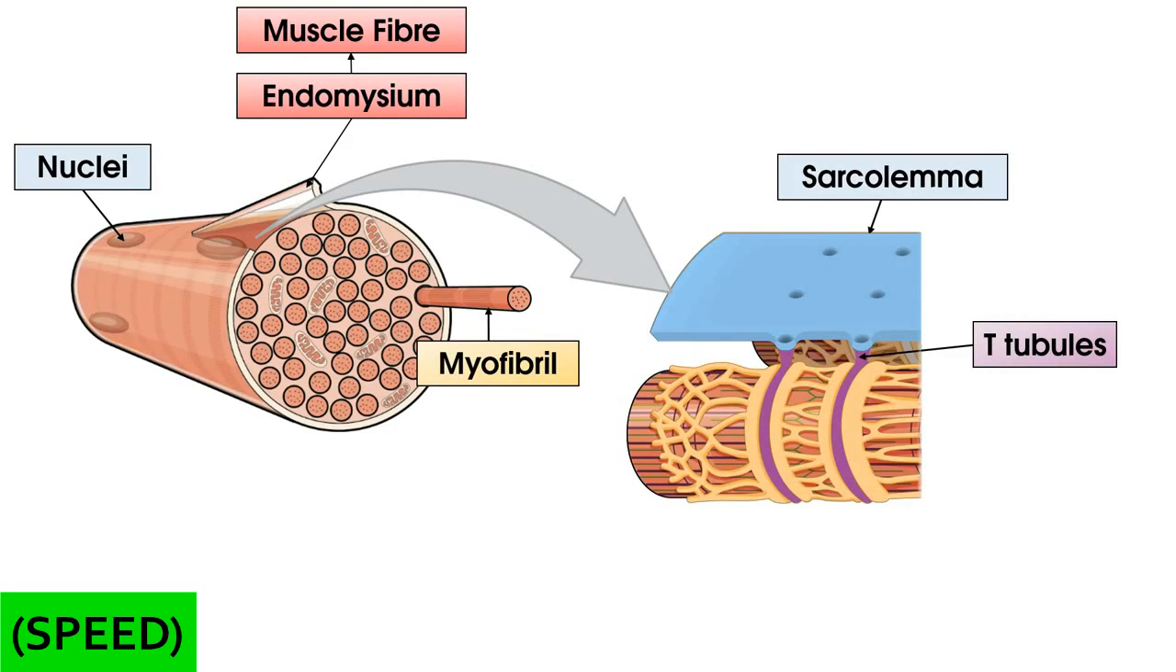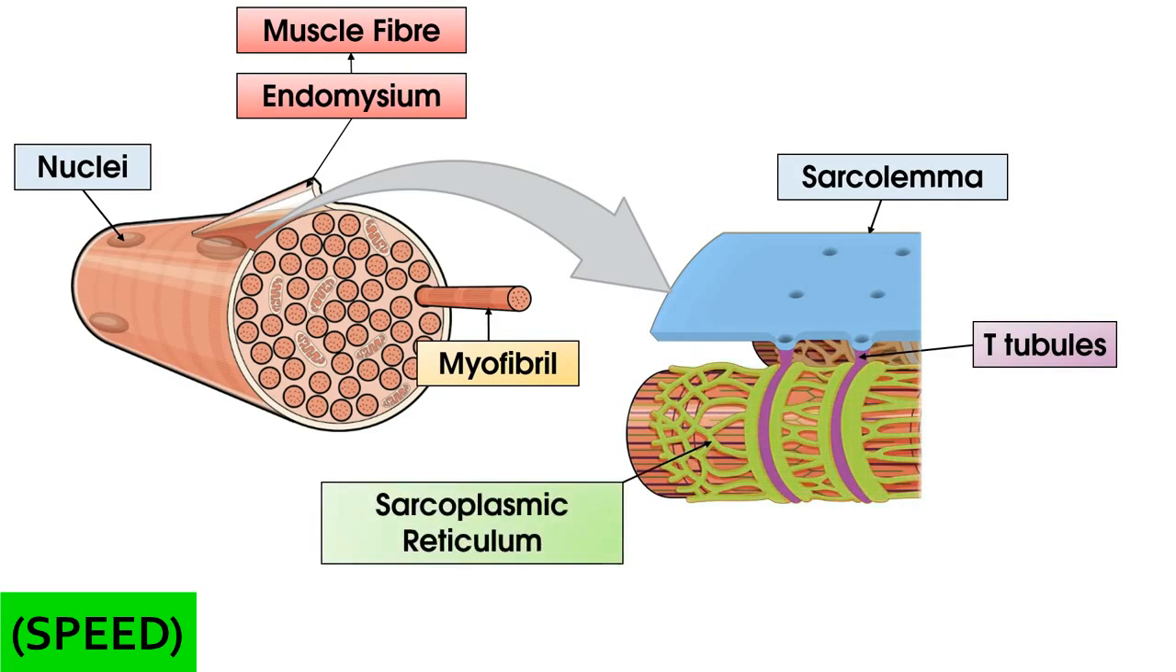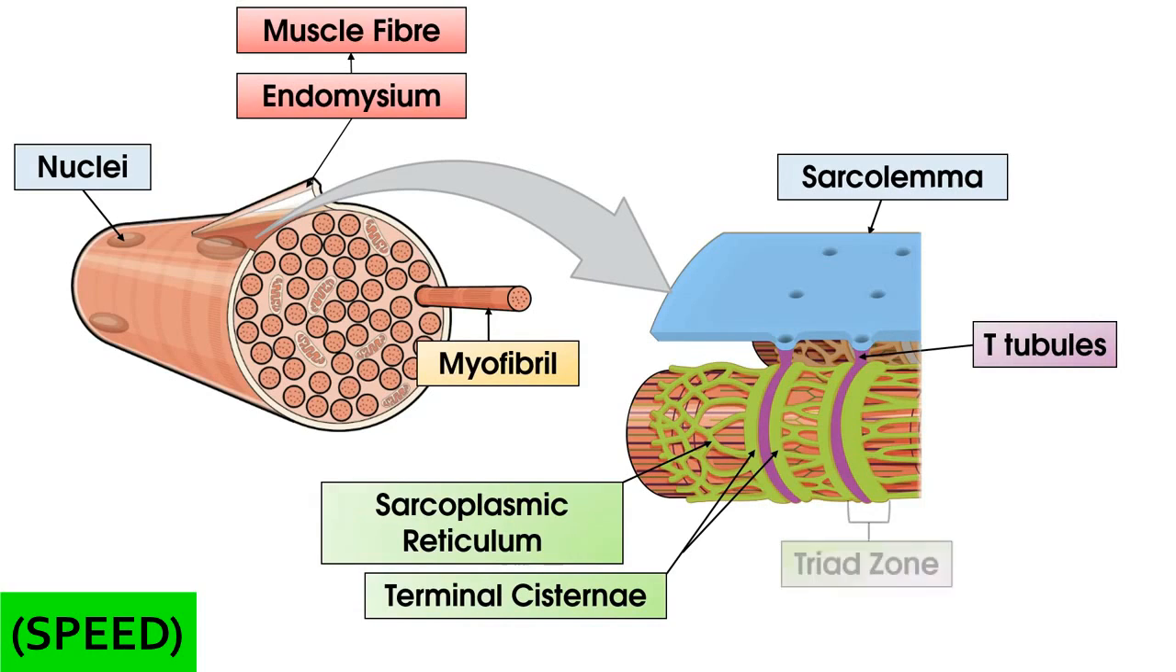And then next to your T-tubules, you have a series of sacs that are around the actual myofibril that's called the sarcoplasmic reticulum. And the ends of these are actually dilated, and that area is known as the terminal cisterna. And these terminal cisterna are in contact with the T-tubules, and where 2 terminal cisterna meet with 1 T-tubule, this is known as the triad zone, and it's important to allow the action potential to get from that T-tubule all the way across all of the myofibrils.